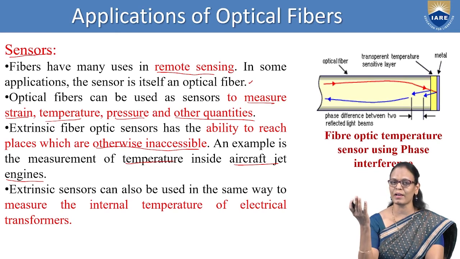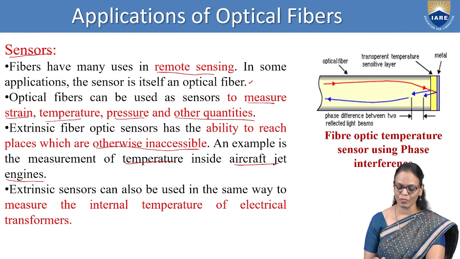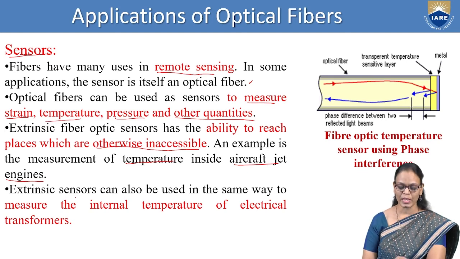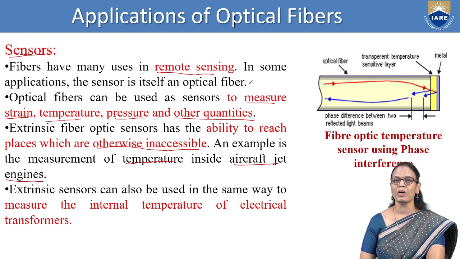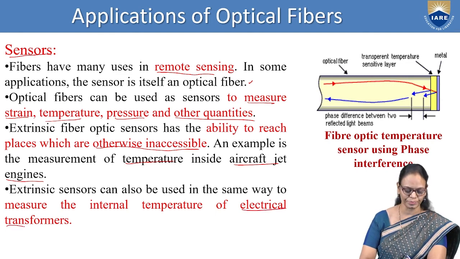Even in cars, we have the sensors which will gauge and tell us the temperature, how hot or how cold it is. So the regions where we cannot reach, we can use optical fibers and sense the data. So one example here is the aircraft jet engine. Then extrinsic sensors can be used in the same way or to measure the internal temperature of an electrical transformer.